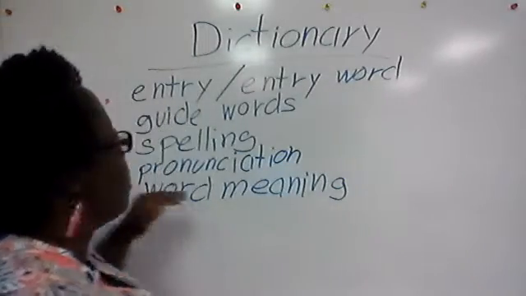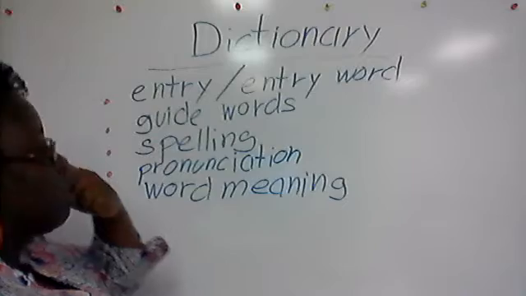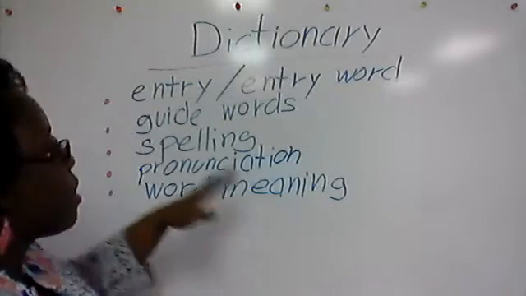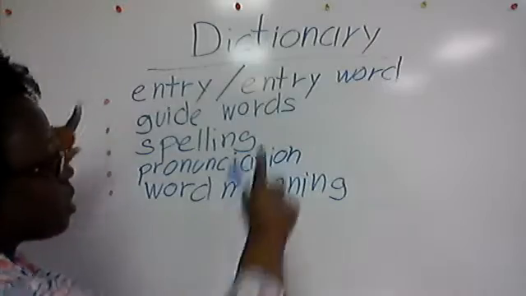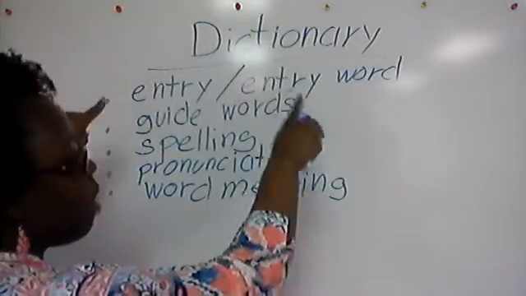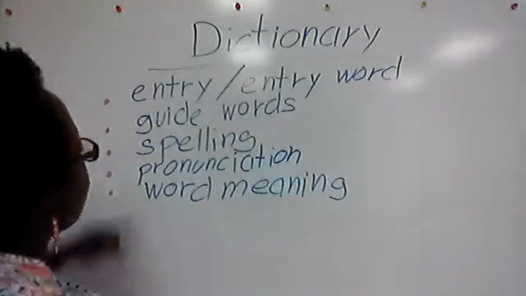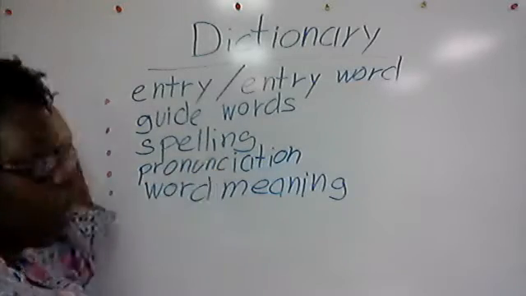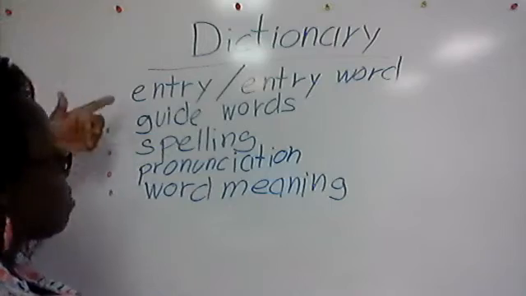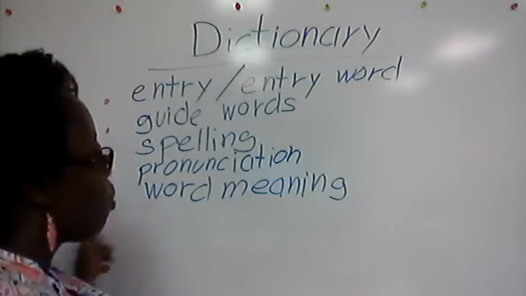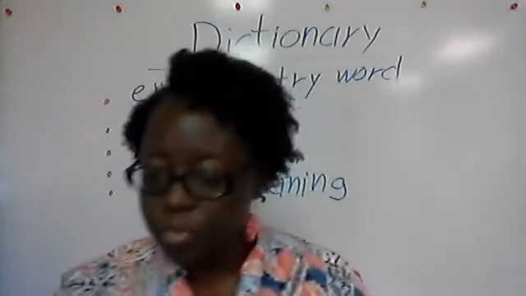Okay, so these are key things to remember. When you're looking for the word in the dictionary and you find it, it's called an entry or entry word. The two words on the top of the page that help you know what words are on that page are guide words. What do we look for when we're looking for a word in the dictionary? We might be looking for the spelling, the pronunciation, or the word meaning.